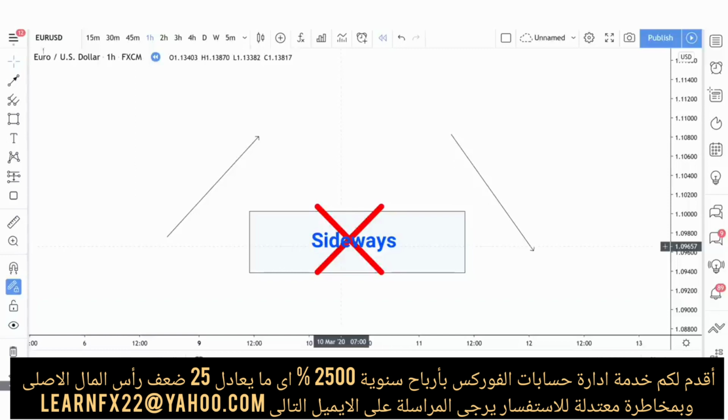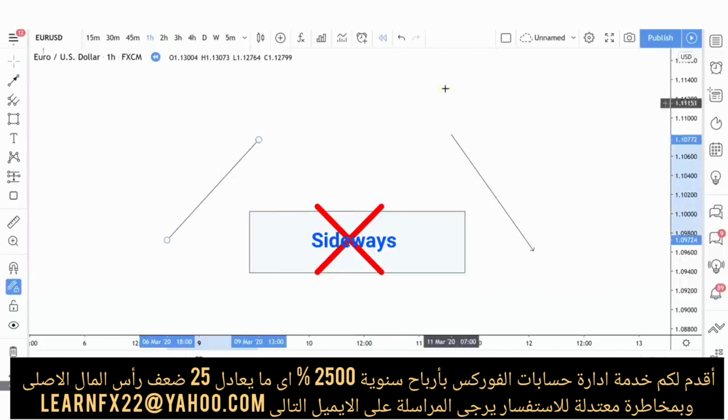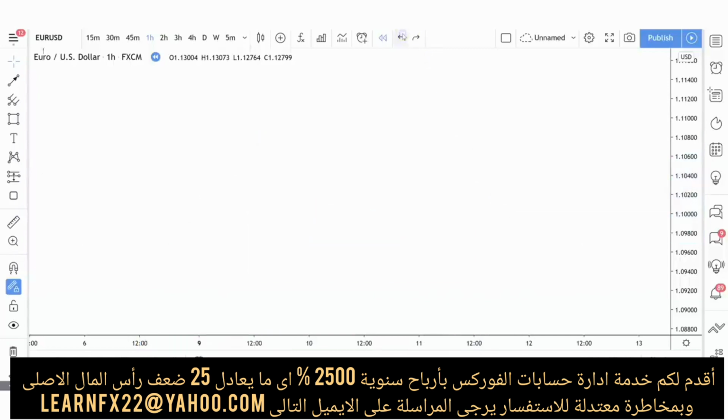So any market structure that is moving sideways, you are not taking any trades. Only if the market is clearly identifying an uptrend or a downtrend is when you will go into the markets. The next thing you need to understand is the phases of the market.